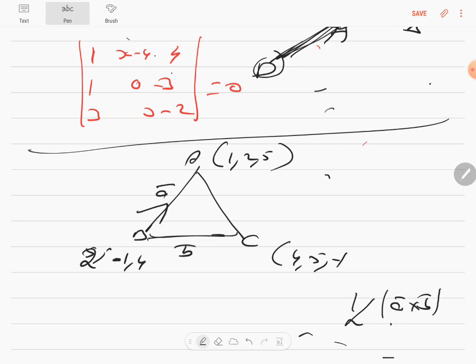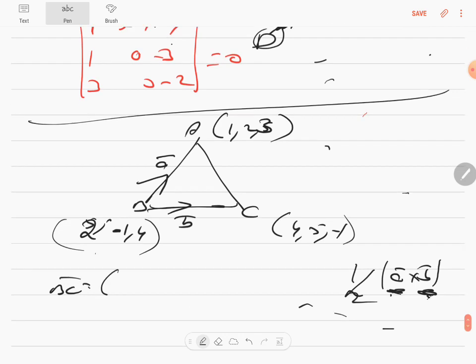So therefore, this is 1, 2, 3 it seems. This is 2, minus 1, 4. And this is 4, 5 and minus 1. This is the question. You know it's half of A cross B, right? But you don't know what is A vector and B vector. We have to find a B vector which is BC, which is C minus B. Do you understand? What is C minus B? It's 2, 6, minus 5: 2i plus 6j minus 5k. Thus I found my BC vector, which I can call as B vector.